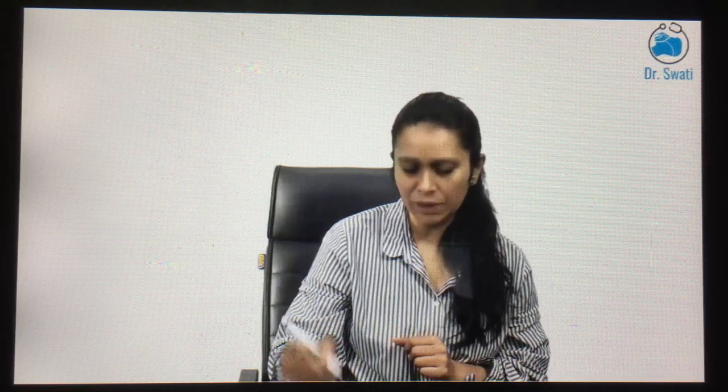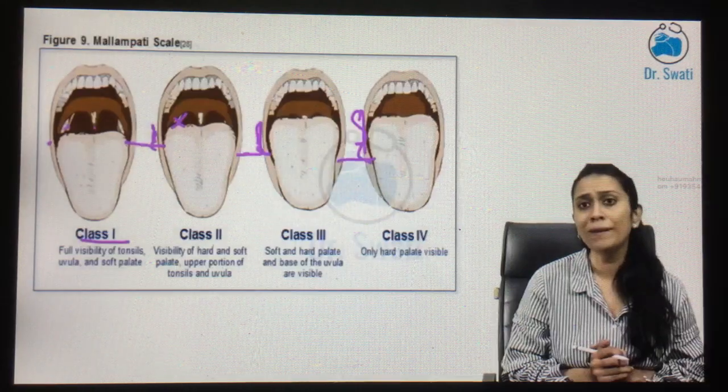Guys, if the tongue is big, it will be difficult to push the tongue out of my way when I put the laryngoscope inside the oral cavity. If the tongue doesn't go out of my way, what will happen? I won't be able to see the epiglottis. If I won't be able to see the epiglottis, how would I lift it and see the glottic opening? Got my point? So what is Mallampati grading?